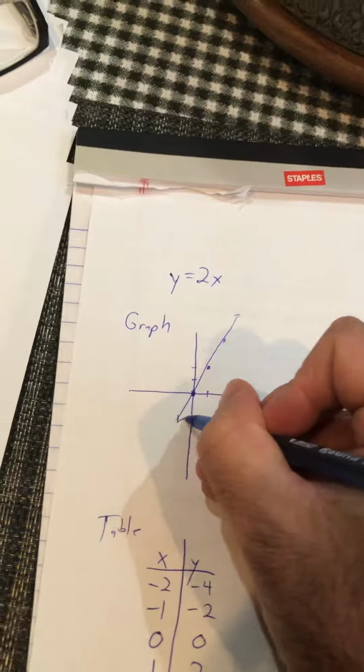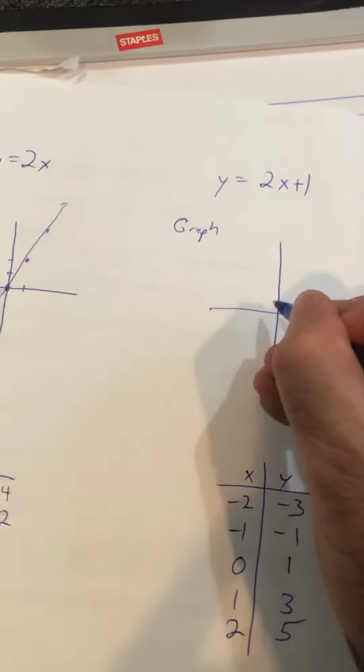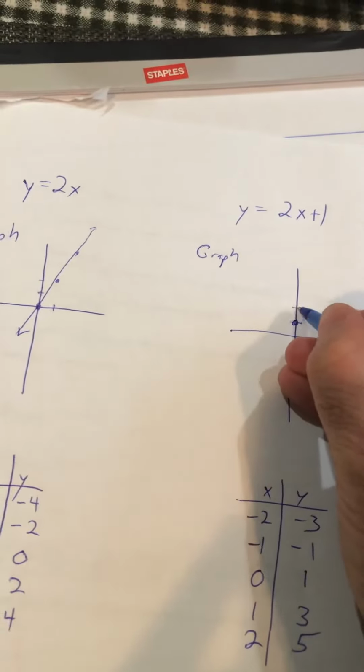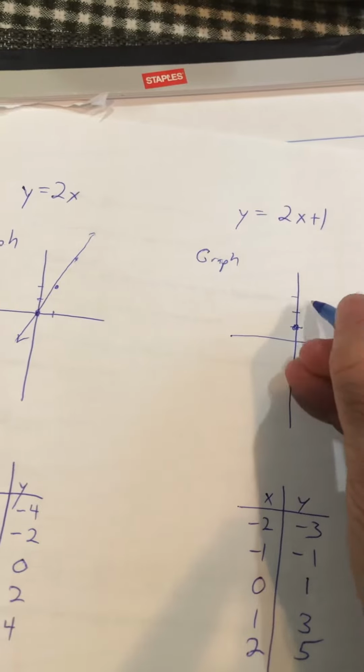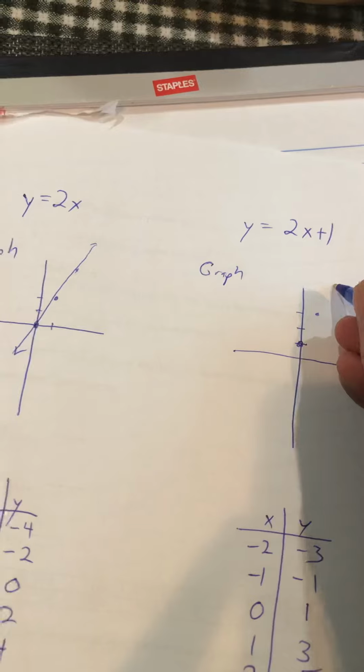Okay. If I do this one, the y-intercept is 1, so I'm going to start at 0, 1, and I'm going to go up 2 over 1, up 2 over 1, and so on.